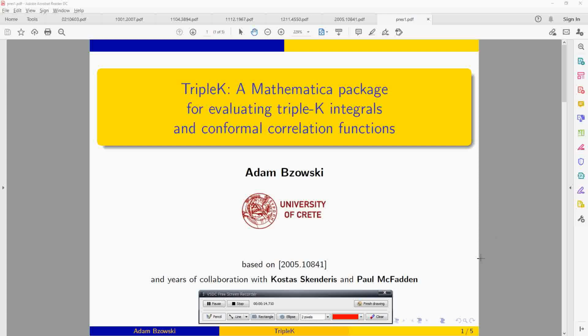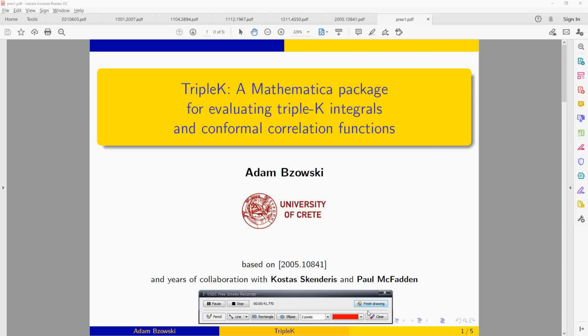Hello everyone and welcome to my quick tutorial on the TripleK package for Mathematica. If you know what TripleK integrals are and you are just interested in the package, just skip to this time. And if you want to learn what TripleK integrals can do for you, stick around.